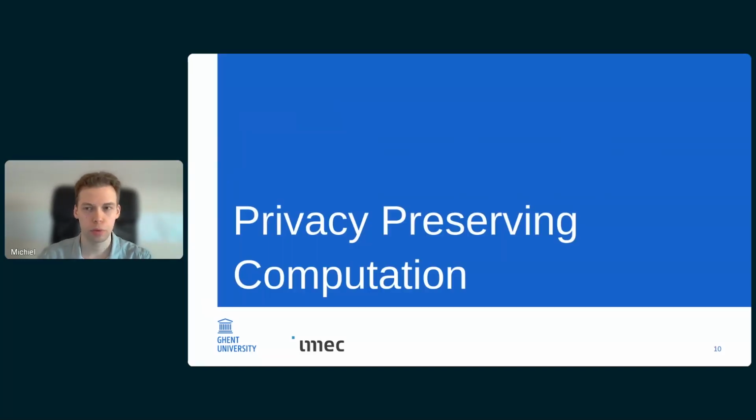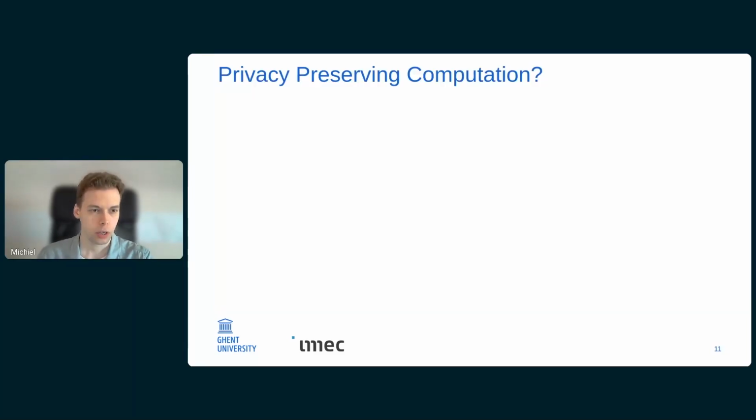Before I move on to the different components of the system, I will quickly first give an overview of privacy-preserving computation, which was the right side of the diagram I just showed. Because this is important to understand the rest of the design choices we have made, because there are some limitations and things we have to consider to create a system that works together with these technologies. So what is privacy-preserving computation?